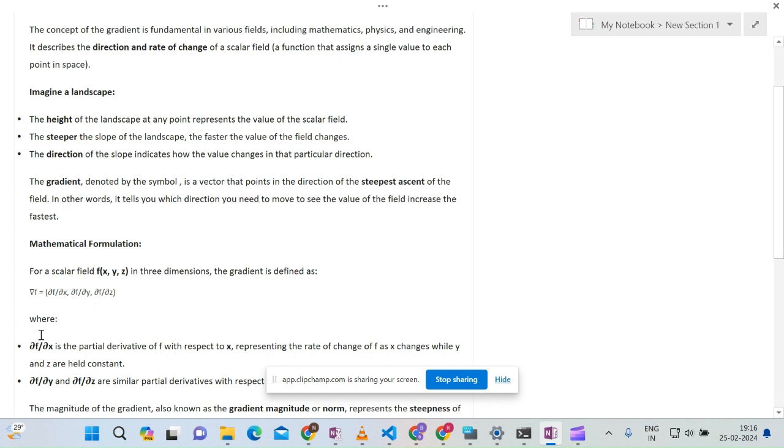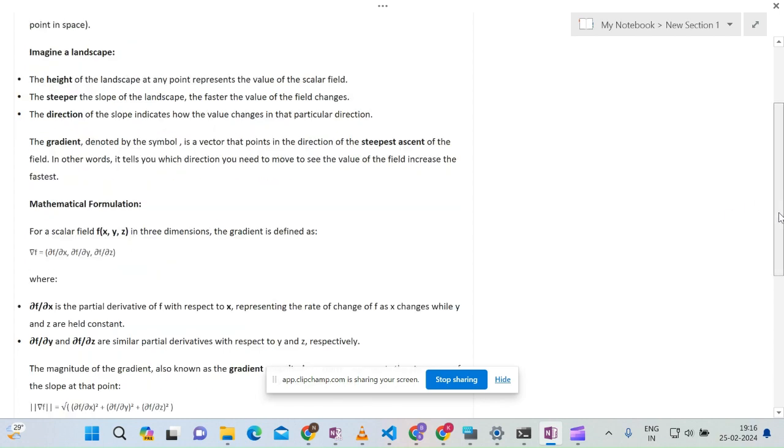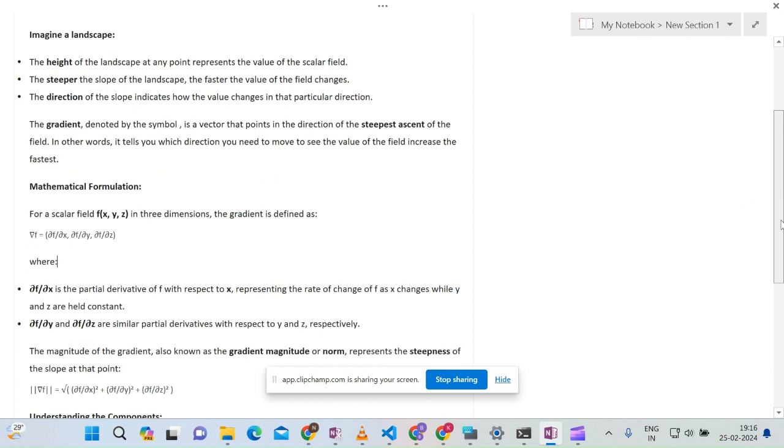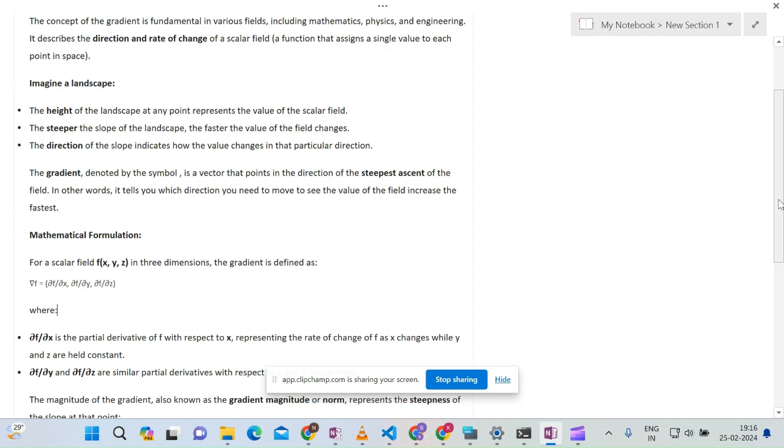The del f upon del x is the partial derivative with respect to x. It represents the rate of change of a function or a scalar field as x changes, only x changes. Respectively, del f upon del y and del f upon del z represent how the field is changing if you are changing y or z. Okay, so the physical intuition is simply like that.